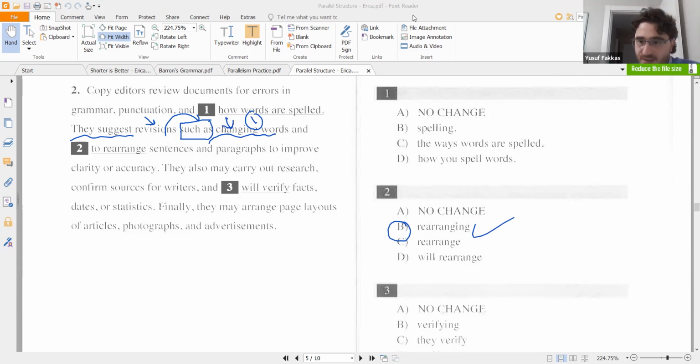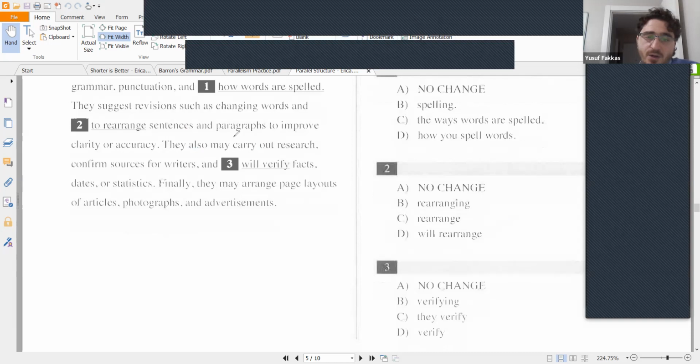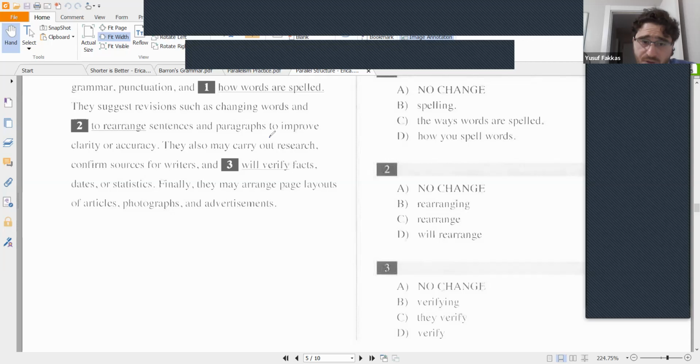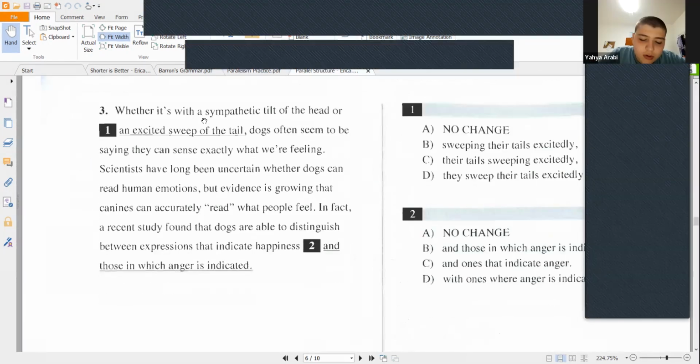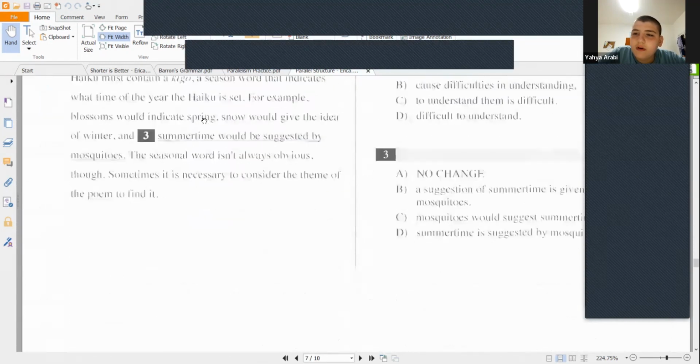Question number 3, okay? Now, they also may carry out research. So the first verb here is carry out, base form. Confirm, base form, and verify, base form. And now all the 3 verbs in the list have the same form, right? Carry out, confirm, and verify. Now look. What's will verify called?